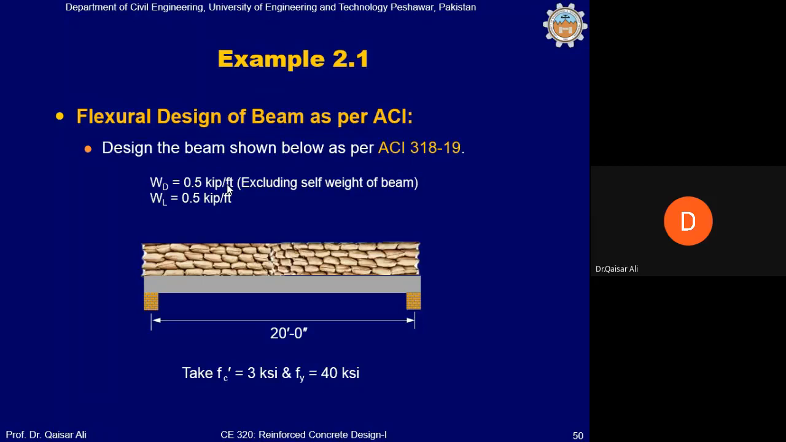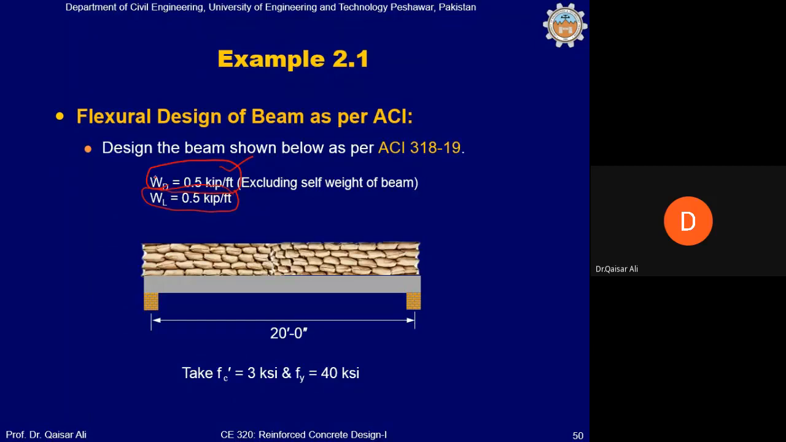Okay, so they shall be treated as dead load, because the dead load has to be multiplied by a factor of 1.2, and live load has to be multiplied by a factor of 1.6. So we need to differentiate between these two types of loads. Okay, so dead load, just as an example, is been given to us directly.